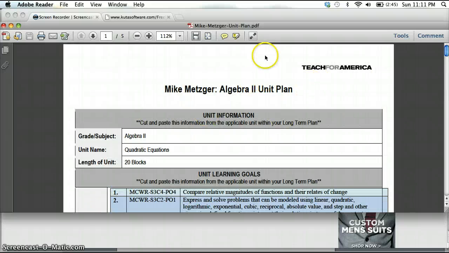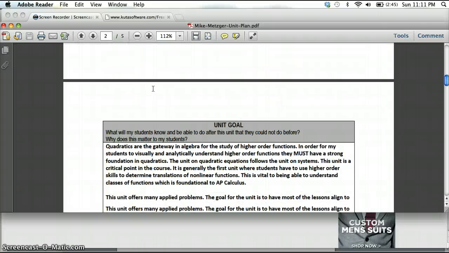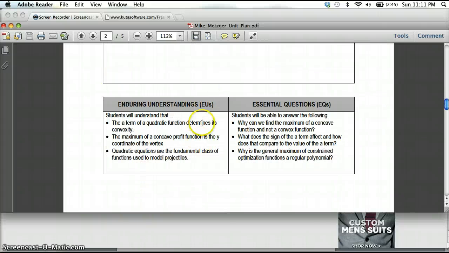So when you're first planning a unit plan, the first thing you have to do is write your enduring understandings and essential questions. What do I want students to understand as they learn the quadratic equation? And what are the essential questions my students absolutely have to answer about the quadratic equation? Mike wrote for enduring understandings that students will understand that a term of a quadratic function determines its convexity, that the maximum of a concave profit function is the y-coordinate of the vertex, and that quadratic equations are the fundamental class of functions used to model projectiles.